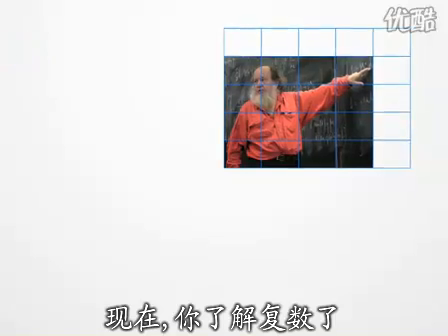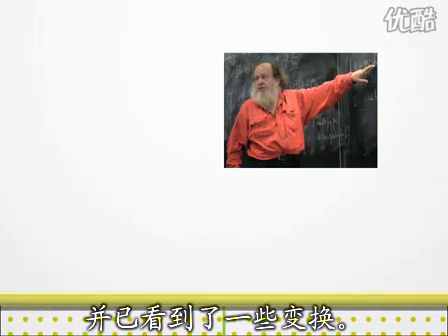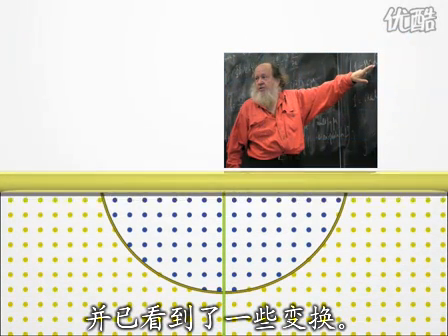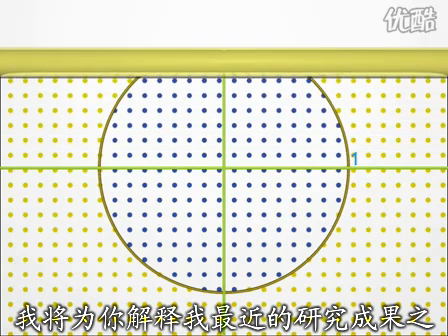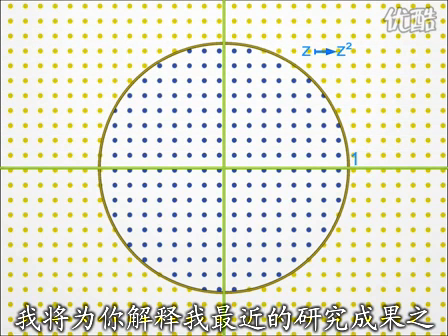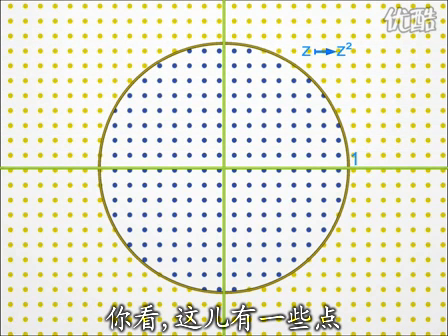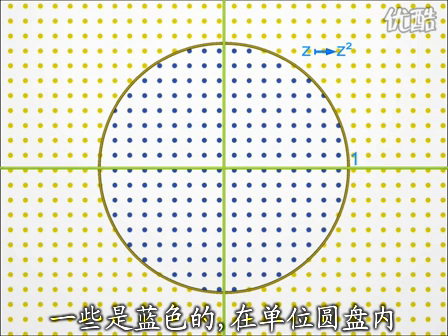Now that you know about complex numbers, and you've seen some transformations, I will explain some of the objects I've been studying closely. Here you see a number of points. Some are blue inside the unit disk, and some are yellow outside.